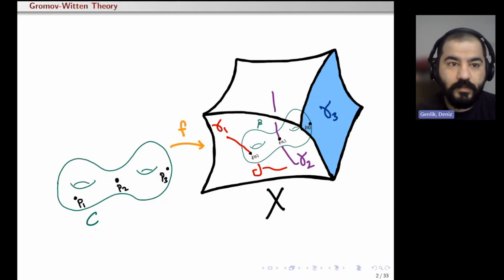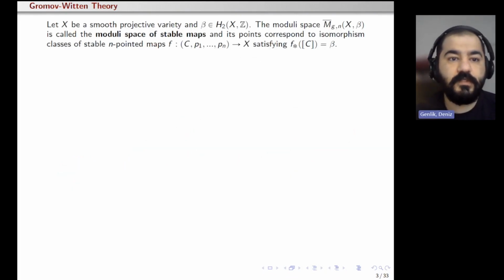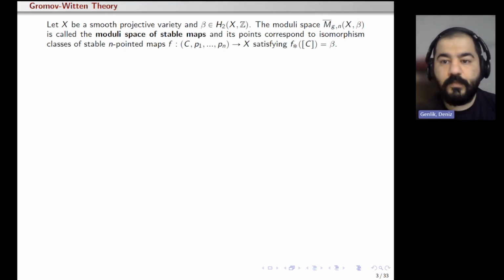If I want to give the introduction to the subject more rigorously, maybe I should start with the very basic case where the target is a smooth projective variety. Beta is a curve class, and this moduli space of stable maps parameterizes maps from a curve which has at most nodal singularities and some markings on it, to P^n, and we expect the pushforward of the class of C to be beta. The stability condition is that these maps have finite automorphism.